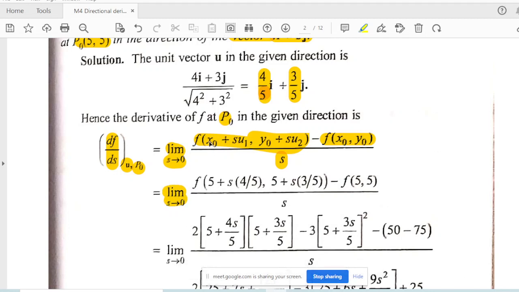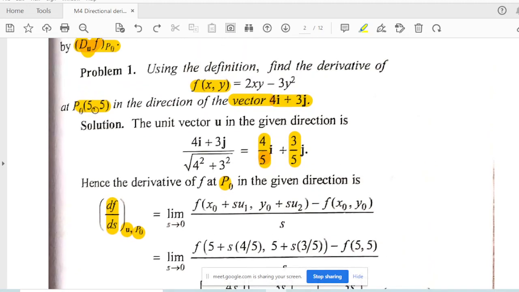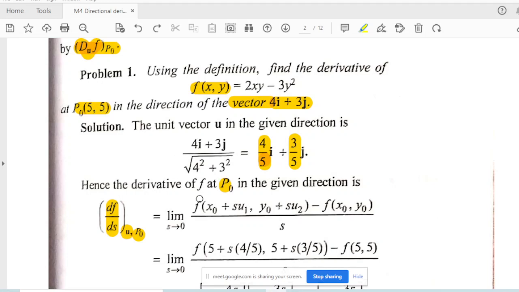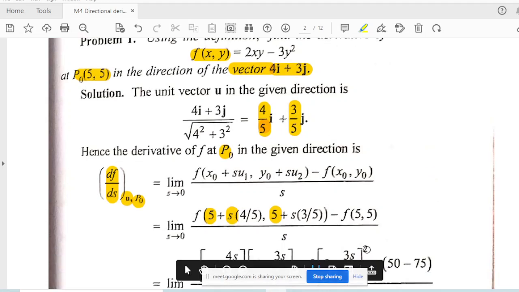Now let us substitute what x naught, u1 and u2 are. x naught, y naught is the point at which you have to find the derivative. So x naught is 5, y naught is also 5. s stays the same, because you have to find the limit in terms of s. u1 is the coefficient of i in the unit vector, and u2 is the coefficient of j in the unit vector. x naught, y naught is (5, 5). Substitute all these values as they are.